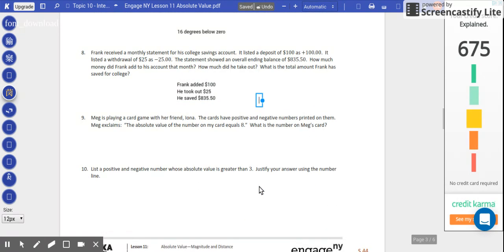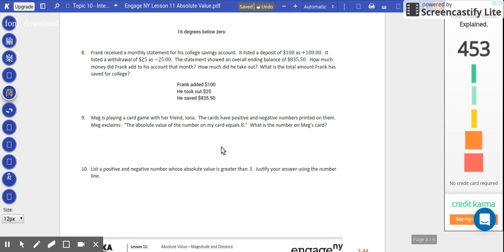Number 9, it says Meg is playing a card game with her friend Iona. The cards have positive and negative numbers printed on them. Meg exclaims, the absolute value of the number on my card equals 8. What is the number on Meg's card?